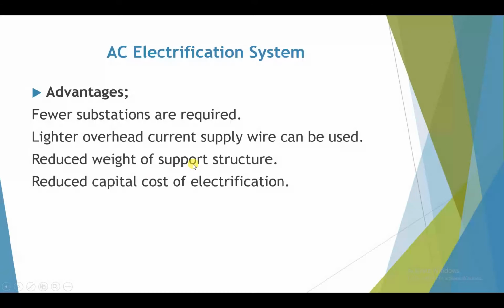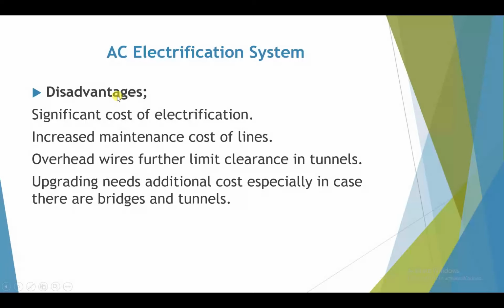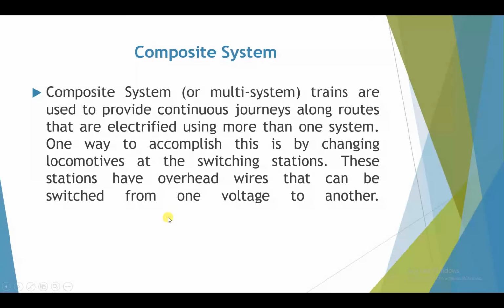reduced weight of support structure, and reduced capital cost of electrification. The disadvantages: significant cost of electrification, increased maintenance cost of line, overhead wire further limits clearance in tunnels, and upgrading needs additional costs, especially where there are bridges and tunnels. So that is the disadvantage of the AC electrification system.